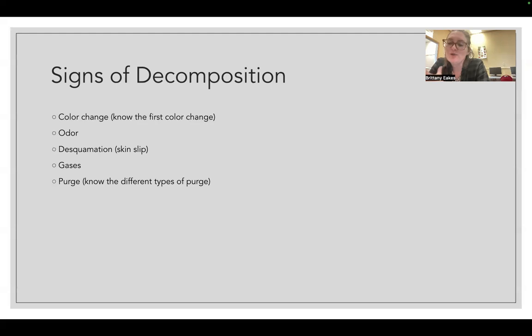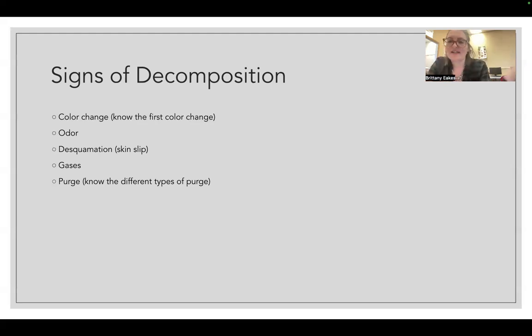Gases can actually be moved by the application of pressure. This movement is called crepitation. You can actually hear it in the tissues as you're manipulating them. It makes a crackling sound. The weakened areas like the eyelids, the scrotum, and the breasts easily distend with gases. In time, it affects the eyelids, the cheeks, and the lips to the point that the tongue will actually protrude.